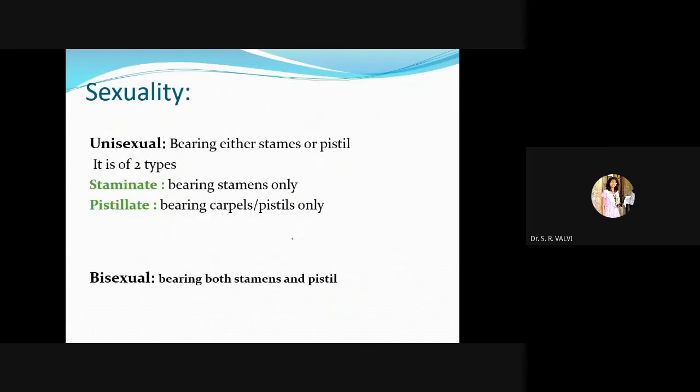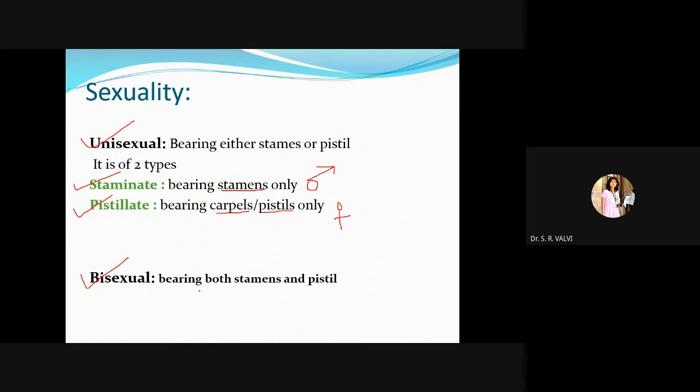Now, sexuality. Here you can see both unisexuality and bisexuality. Unisexual means either stamens or pistil will be present, then we call it a unisexual flower. So the flower may be a staminate flower or a pistillate flower. Staminate means the flower bears only stamens, and the flower which bears only the carpels or pistils is called a pistillate flower, right? The staminate flower is symbolically represented like this. We can say the male flowers, whereas the pistillate flowers are female flowers, right?